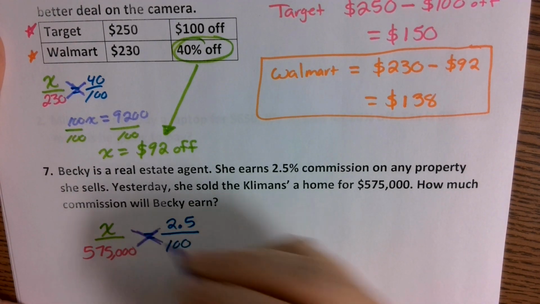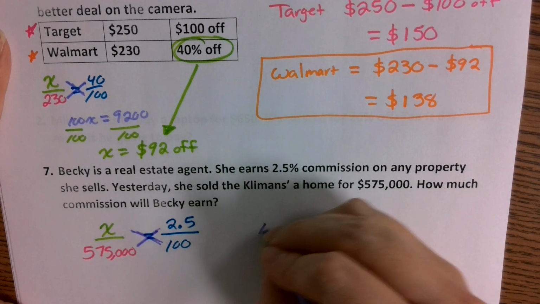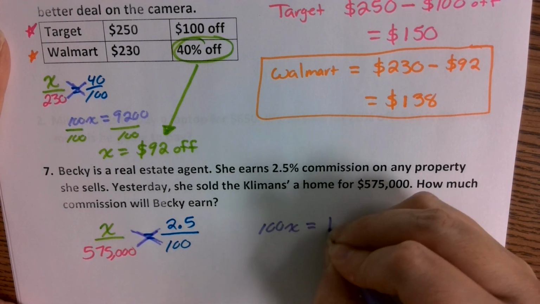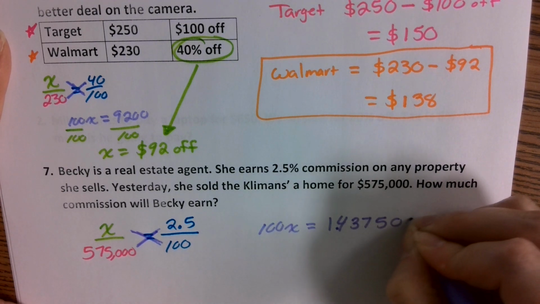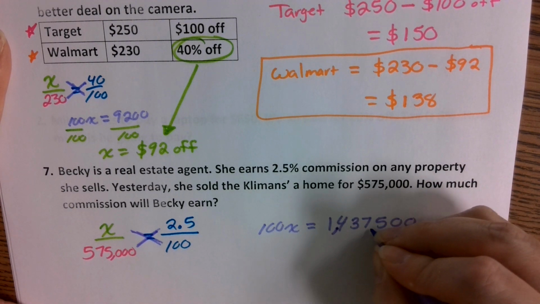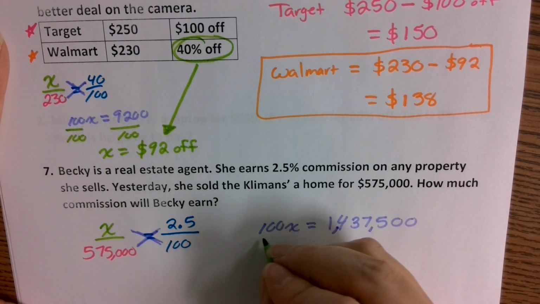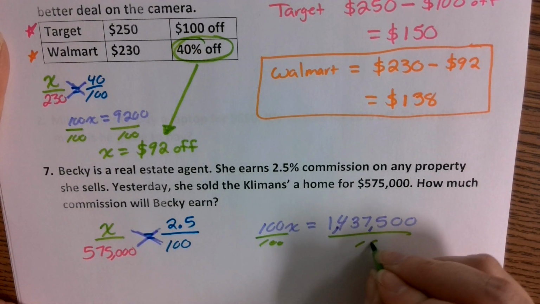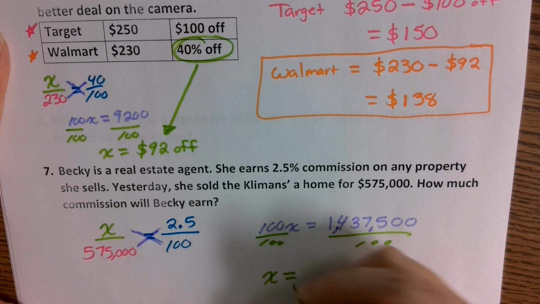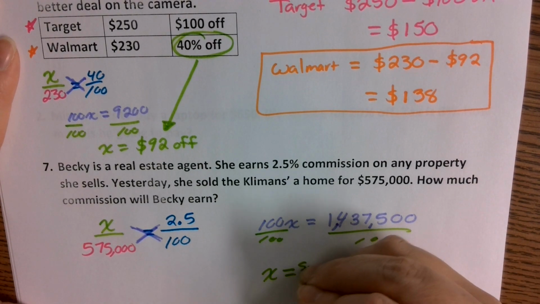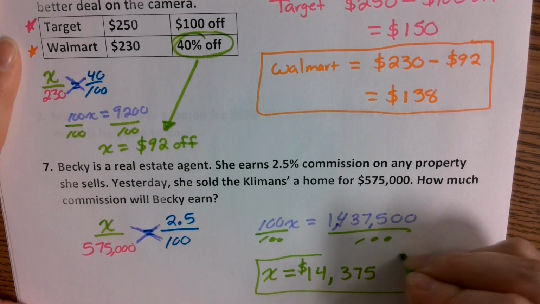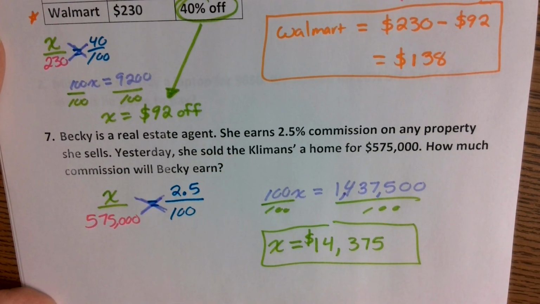Do my cross product. That's going to give me 100x is equal to 1,437,500. And then I just have to divide by 100. So this realtor, she's going to make $14,375 off of that one house that she sold. That's her commission.